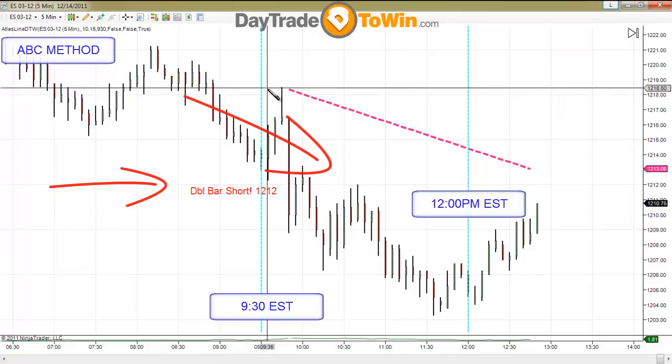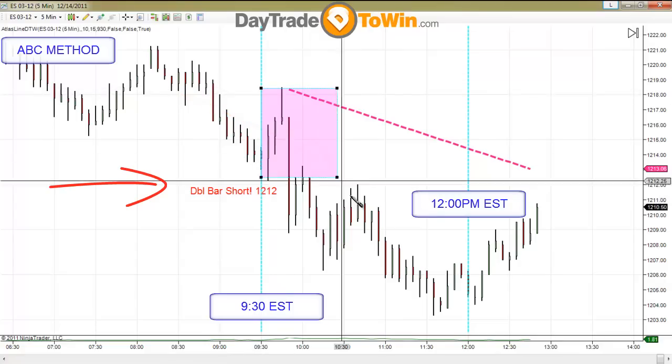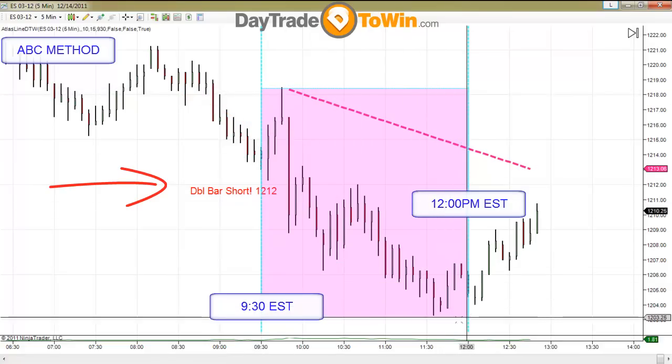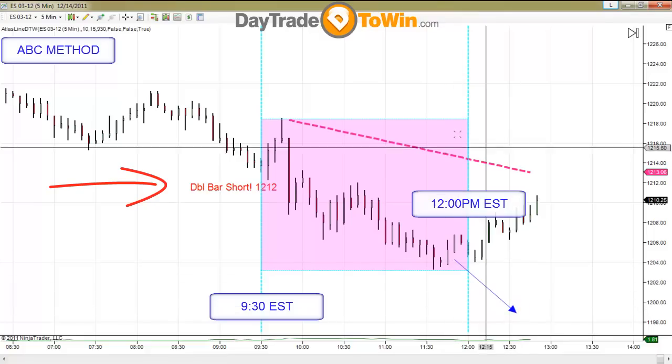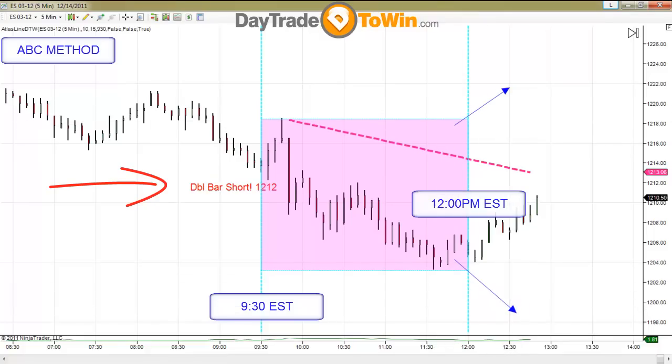But do we have a trending day based off of B continuing the move of A? And the answer is no. And so what I can expect out of today is a non-trading day. The day is not going to trend, a non-trending day. The day is not going to trend.